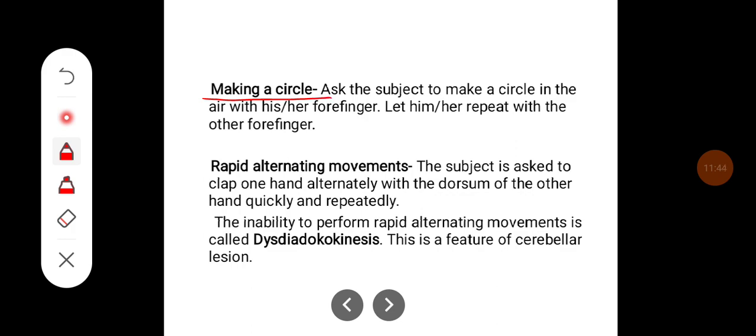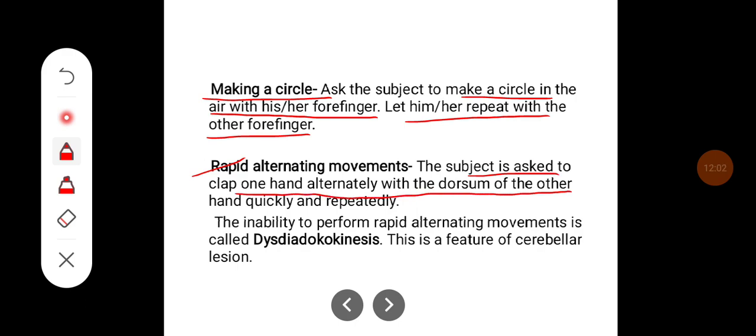Making a circle, ask the subject to make a circle in air with his or her finger and let him repeat it on the other forefinger. Then rapid alternating movements. The subject is asked to clap one hand alternatively with the dorsum of the other hand quickly and repeatedly. The inability to perform rapid alternating movement is called dysdiadochokinesia. This is the feature of cerebellar lesion.